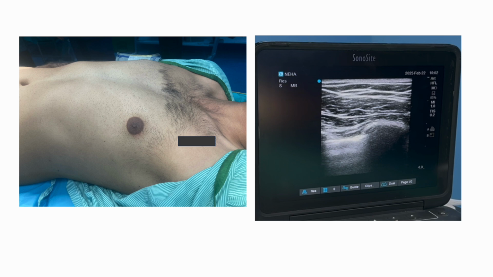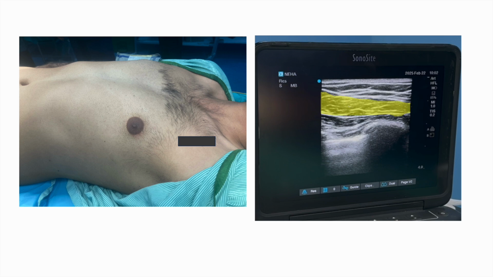So now come to the technique. To perform the PEC1 and PEC2 blocks, the patient should be placed in a supine position and the arm should be abducted. First you have to place the high frequency linear probe just below the lateral third of the clavicle here, and this is the image you will see.